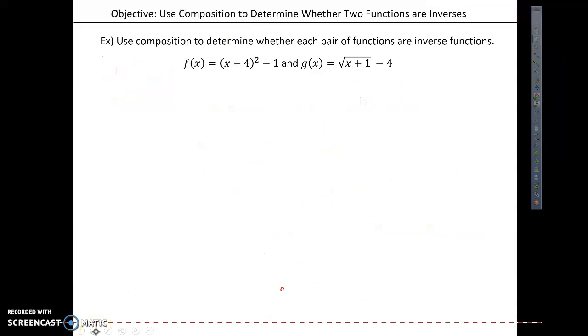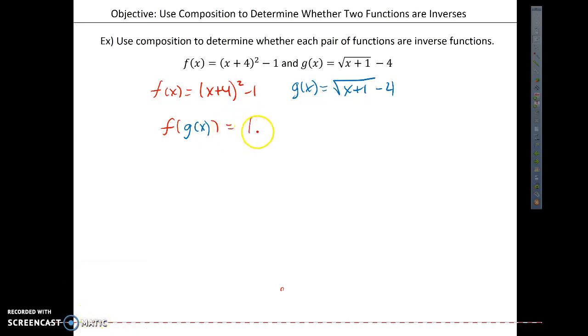Moving on to this example, this one will be much cleaner compared to that last example. Here I have f of x is equal to (x plus 4) squared minus 1. And I have g of x, which is equal to the square root of x plus 1, minus 4. And we're going to go ahead and compose these. I'm going to see f of g of x, and what I want is for this composition to be equal to x.